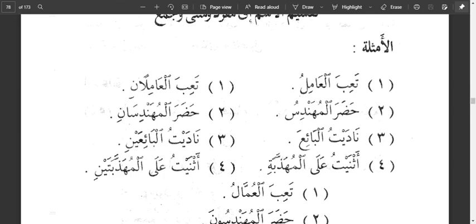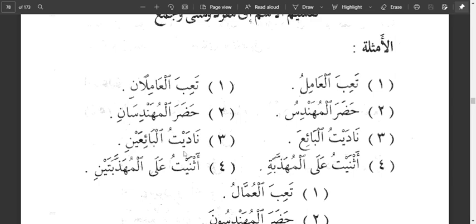So it is the addition of alif and nun or yaa and nun to the end of the singular word. So ta'iba al-amilan: amil, which is singular, then we add alif and nun to the end to make it dual. Then we have hadara al-muhandisan. See the same thing: addition of alif and nun to the end of the singular word muhandisu. So this means the two engineers arrived. Then we have nadaitu al-bai'ain.